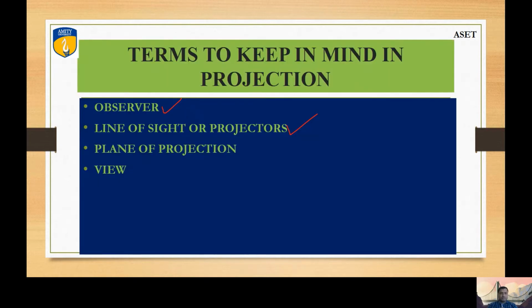Okay, so the terms which you have to keep in mind, already I have told you, please keep in mind these terms: observer, projectors, plane of projection, and the view, because I am going to repeat these keywords again and again in the entire projection part of engineering drawing. Observer, projectors, plane of projection, and the view.